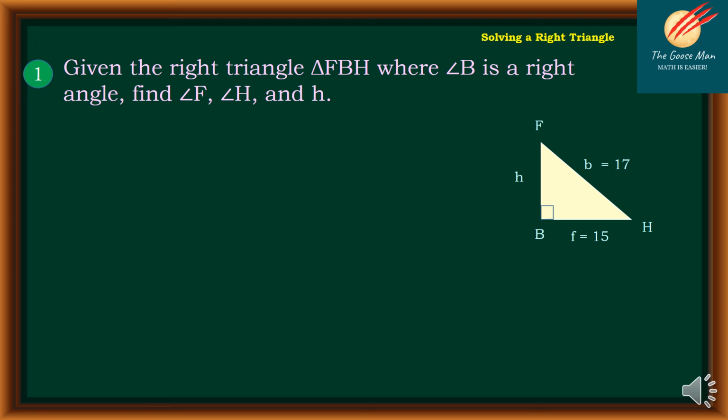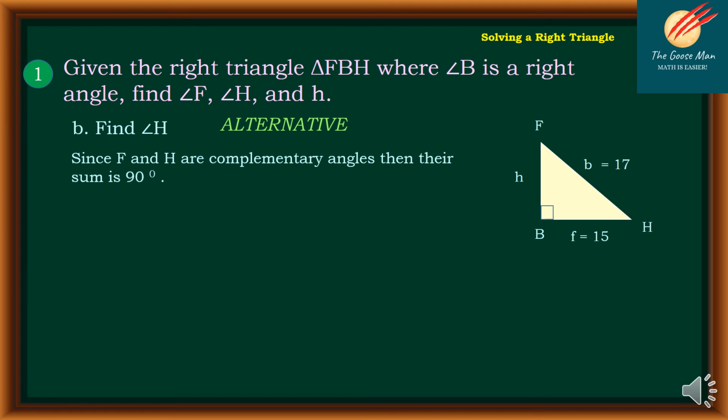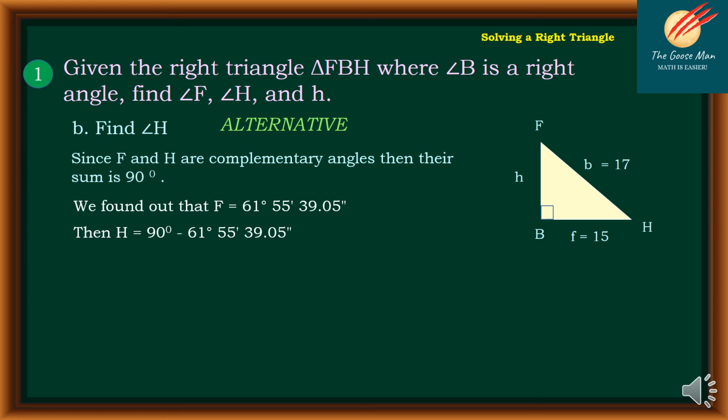There is an alternative way to find the angle H. Take note that angle F and angle H are complementary angles, so their sum is equal to 90 degrees. We found out that angle F is equal to 61 degrees, 55 minutes, 39.05 seconds. So then angle H is equal to 90 degrees minus the value of angle F. But angle F is equal to 61 degrees, 55 minutes, 39.05 seconds.